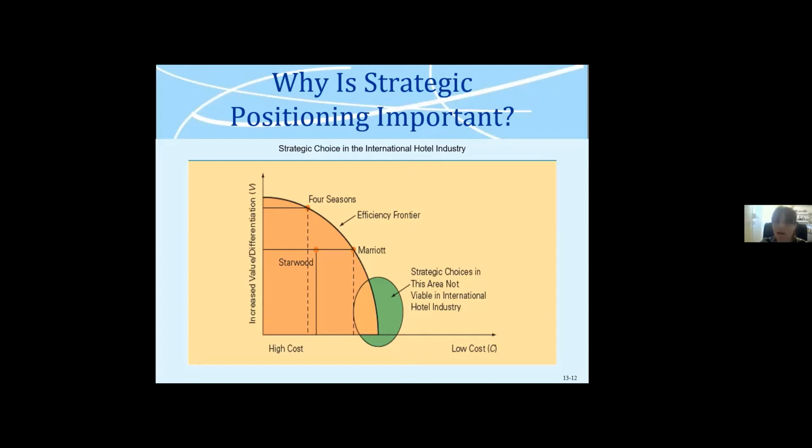Why do you think that Starwood is inside the frontier? Why this positioning? Are they running their operations efficiently or not? What do you think about it? And how are its costs?